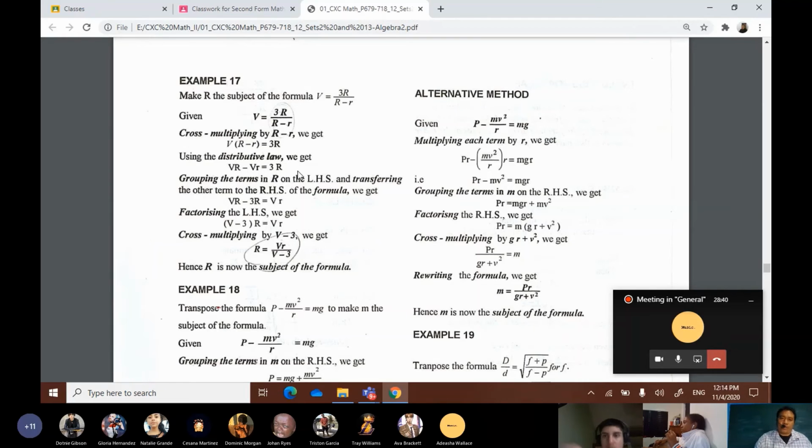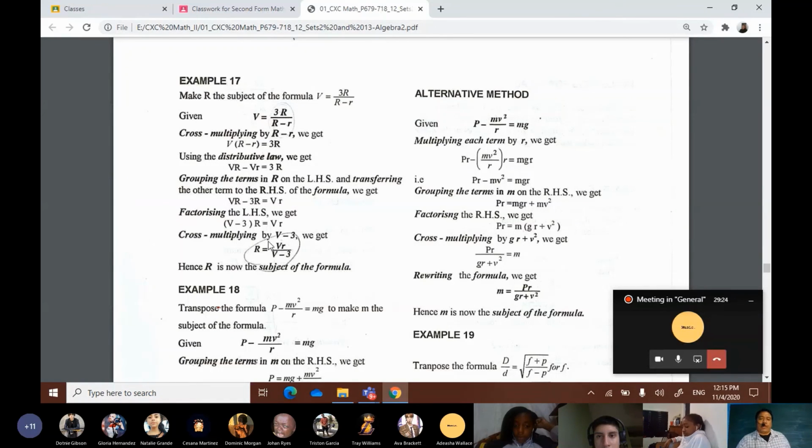Grouping in terms of capital R on the left-hand side and transferring the other term to the right-hand side of the formula, in other words, we're going to gather like terms. We're going to move this 3 capital R to the left and move the negative Vr to the right. We get capital V capital R minus 3 capital R equals capital V small r. We factorize the left-hand side. We get capital V minus 3 in brackets times the R is equal to V small r.